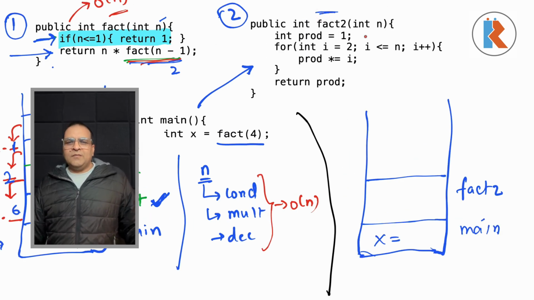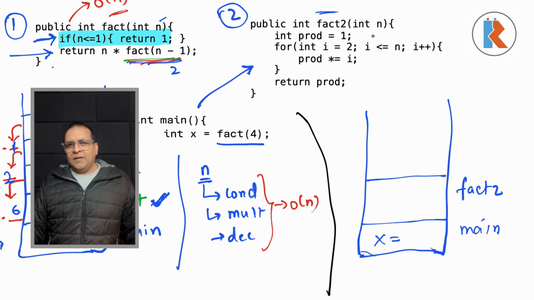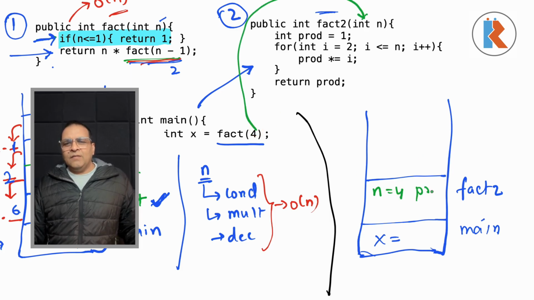All the local variables of this function will be allocated memory inside the stack frame of this function. There are 3 local variables. First local variable is n, which will be initialized with 4 because this is what we are passing from the main function. The second local variable is product, which will be initialized with 1. And the third local variable is i, which will be initialized with 2.